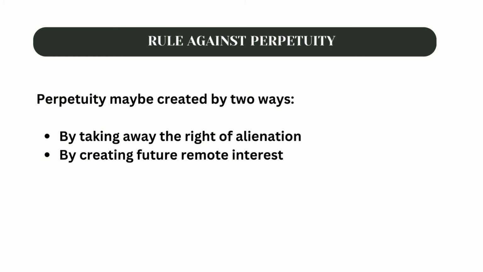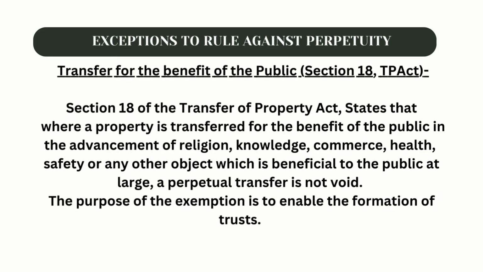Perpetuity may be created in two ways. First, by taking away the right of alienation. Second, by creating a future remote interest. Let us see the exceptions to the rule against perpetuity. Transfer for the benefit of the public.